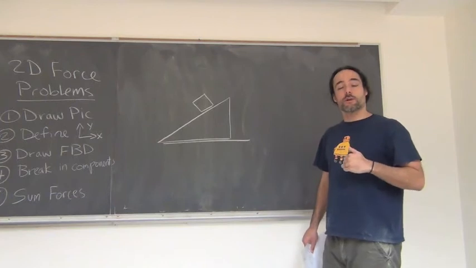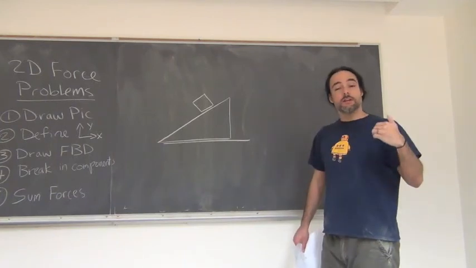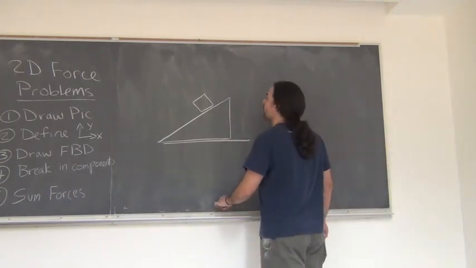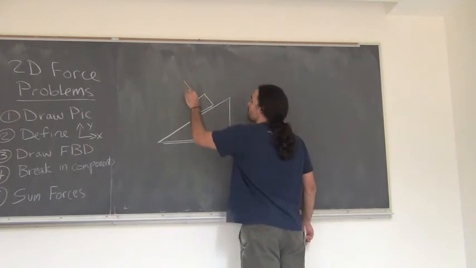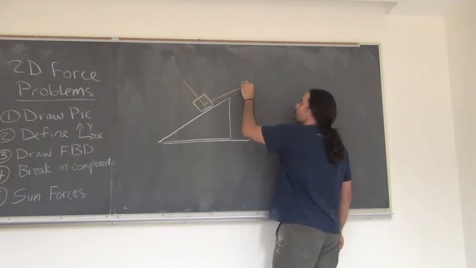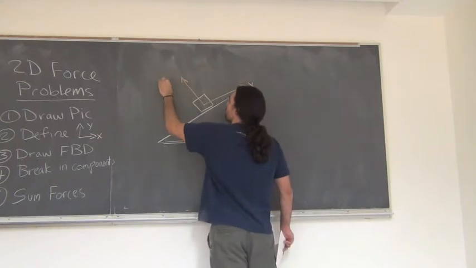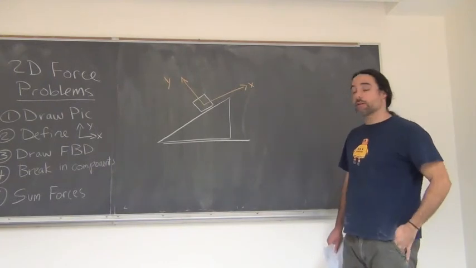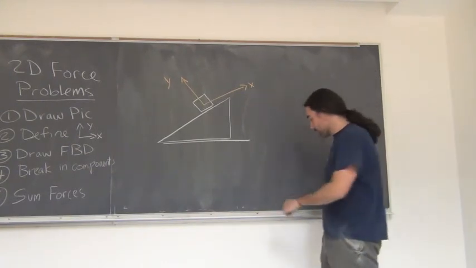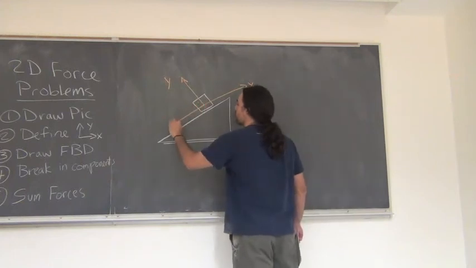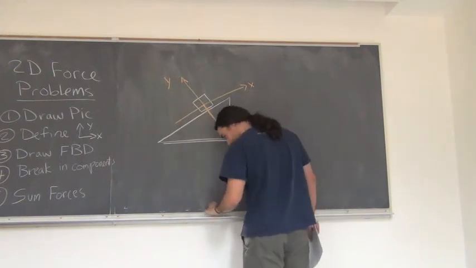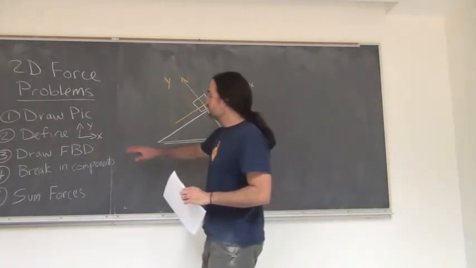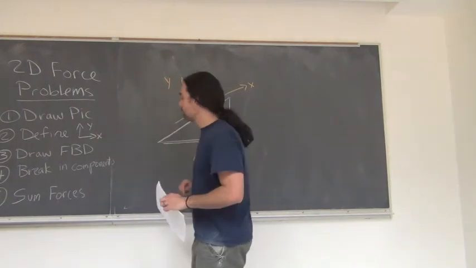Step two, we want to define our coordinate system. Well, we've already seen blocks on a ramp problem before. And what we did last time is we put our coordinate system along the ramp at an angle so that the x-axis was parallel to the ramp and the y-axis was perpendicular to it. And that's a perfectly good coordinate system to use. So I'm going to stick with that coordinate system. Okay, so we've defined the coordinate system for x and y.